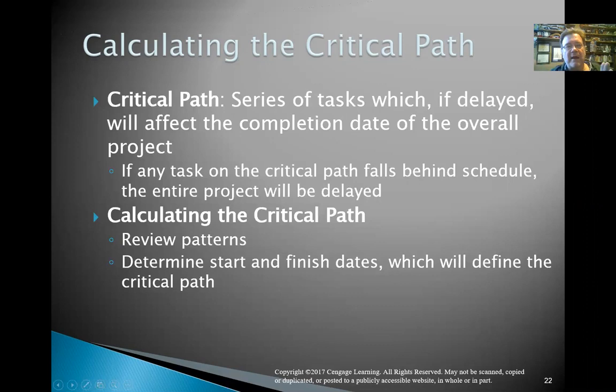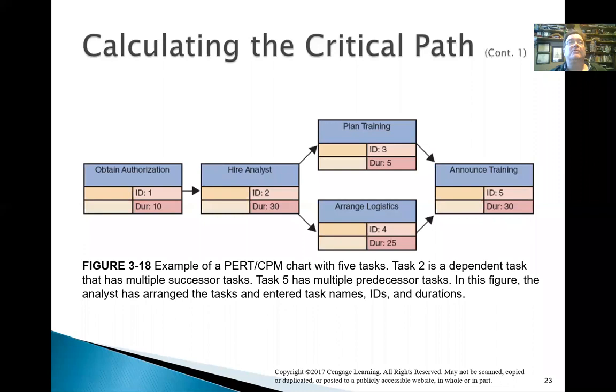So let's have a look quickly at a PERT chart here. In this case, we've got five tasks. We've got to obtain authorization, hire somebody, plan and arrange logistics, and then announce the training. Awesome. And you can see the patterns here, right? One to one, one to a couple, and then a couple here to one, right? So we kind of got all of them in here. Which task, if it was delayed, would impact the end date?